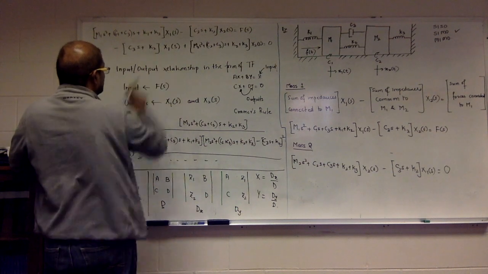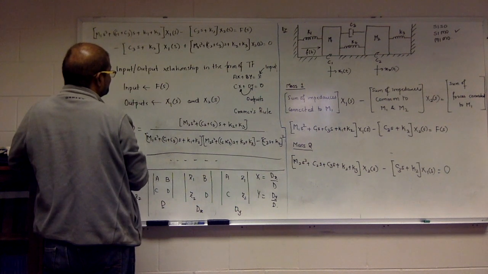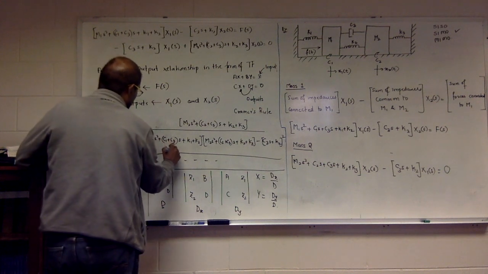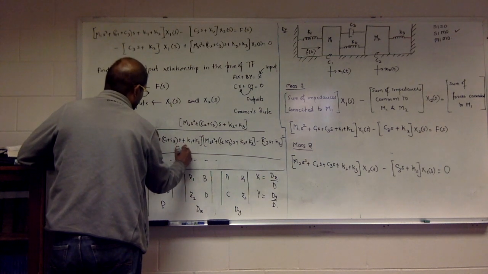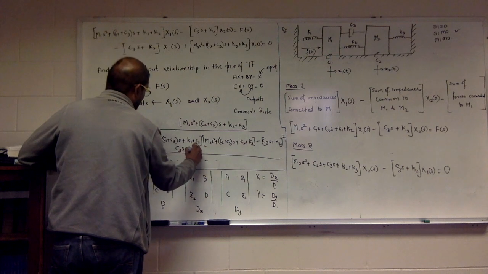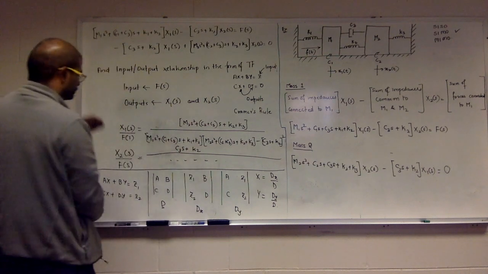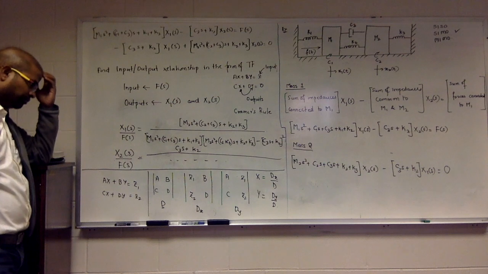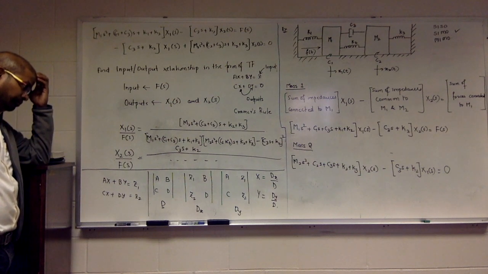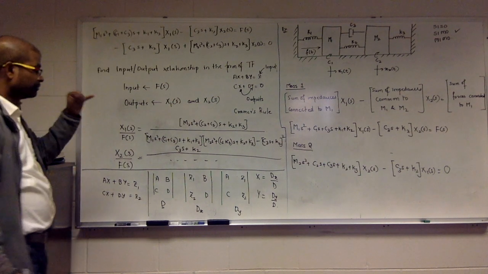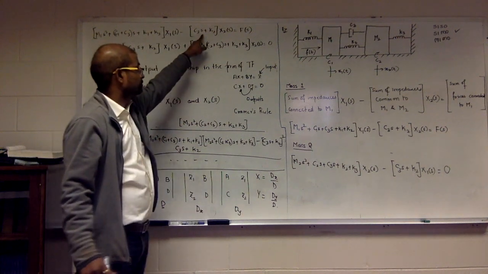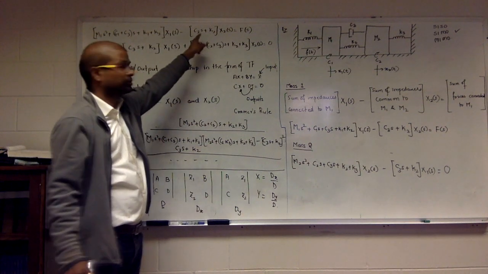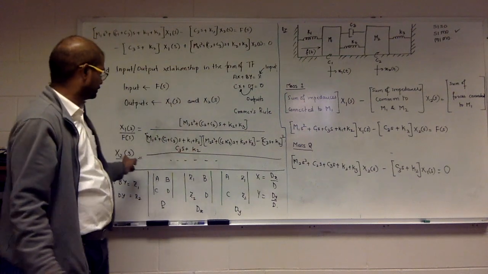And this will be C3 s plus K2. It will be F of s; this will be replaced by F of s. You're going to get this.